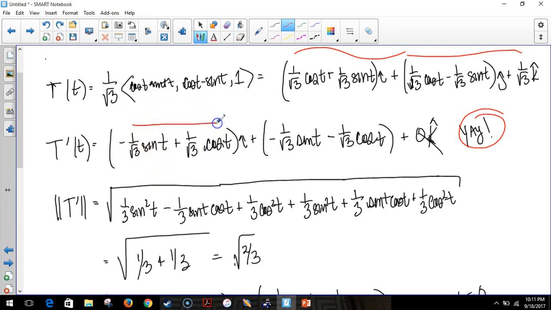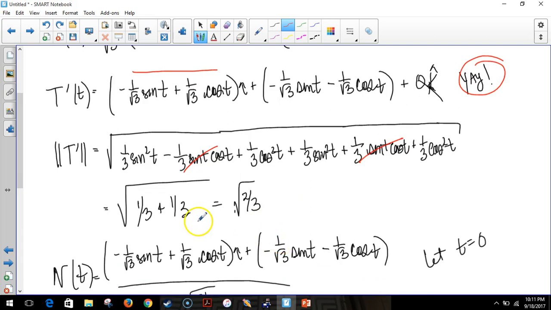This times itself will give me a 1 over 3 sine squared, a negative 1 over 3 sine cos, 1 over 3 cos squared, so we're going to have the same trick as before. The negative will square out. I have 1 over 3 sine squared, positive 1 over 3 sine cos, so again those are going to add out. 1 over 3 because the negative will square out, cos squared. Of course, we're going to be able to factor out the sine squareds and the cos squared, so I can use my rule, and I have a 1/3 plus a 1/3 underneath my radical, also known as 2/3, and that is my magnitude.